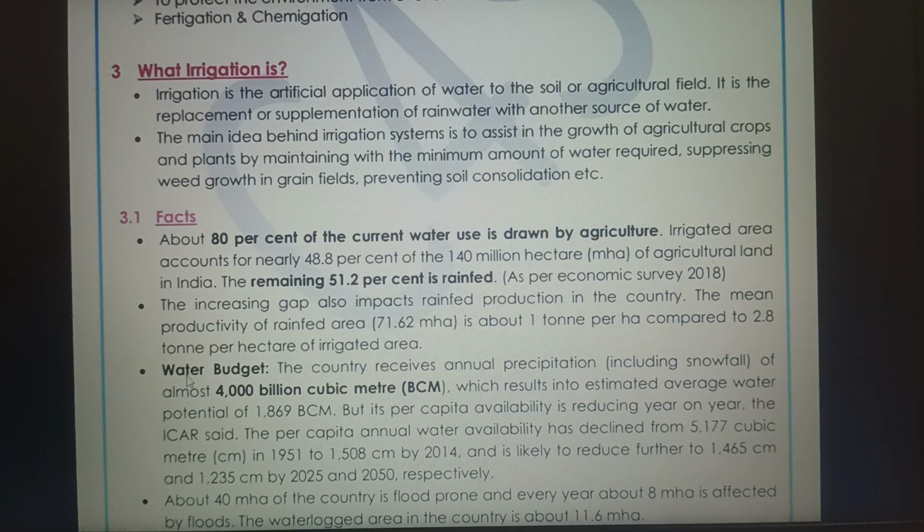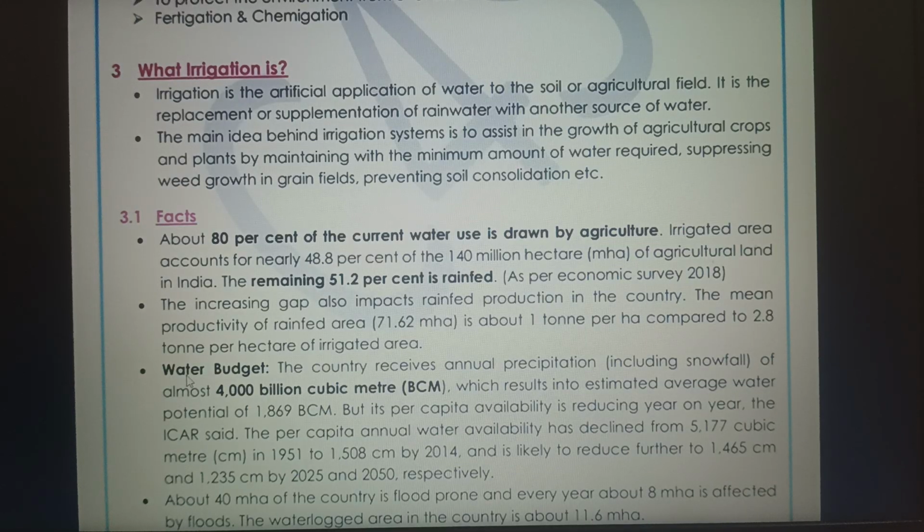About 80% of the current water is drawn by agriculture. They can ask you this, since agriculture is very important. Whatever utilizable water we have, 80% of that is being drawn by agriculture. Maximum usage is by agriculture. Yes, you can use this point as a fodder as well.